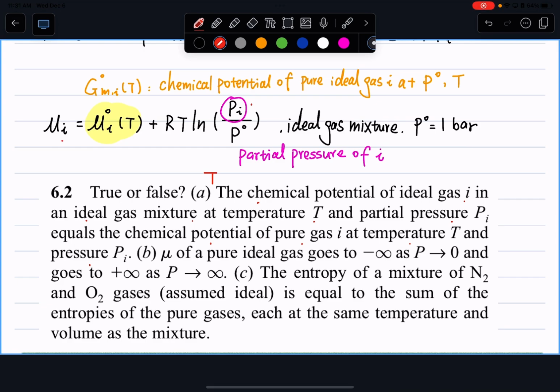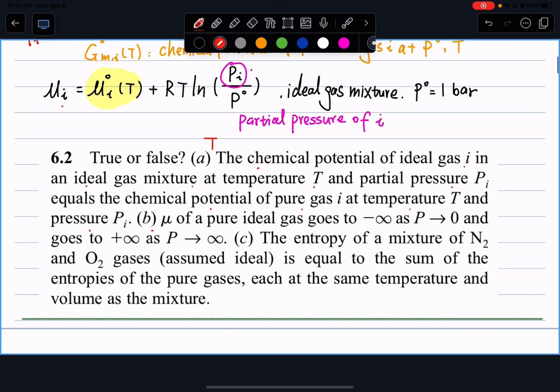So your chemical potential just equals, because we're assuming it's ideal gases, you have the PI just equals to chi I times the entire P. So we don't really care about what your total pressure is or whether or not this gas is in a mixture or not. The chemical potential is the same.